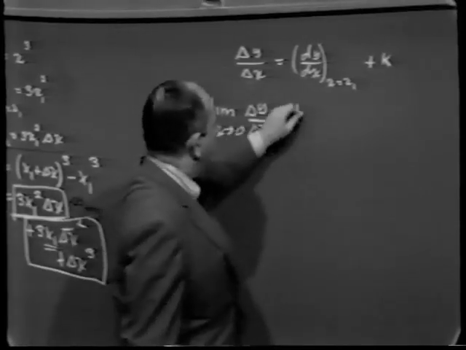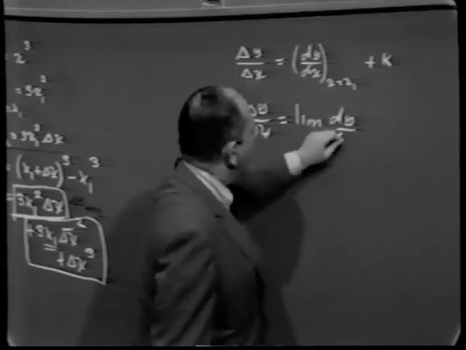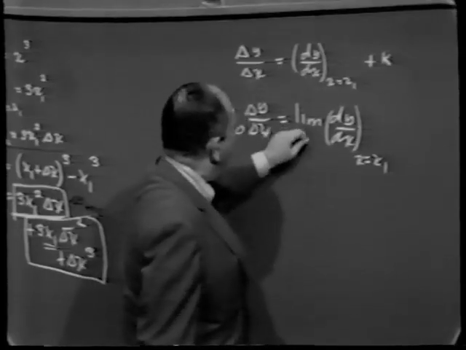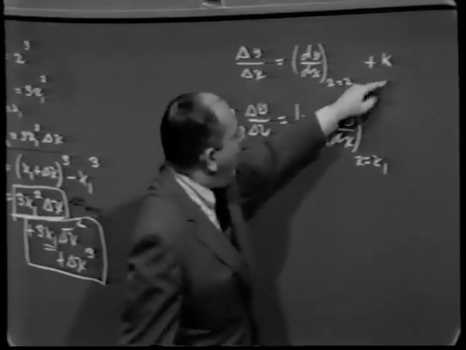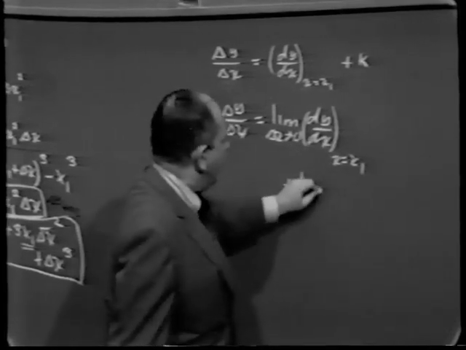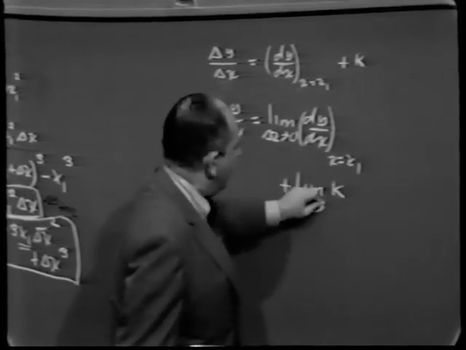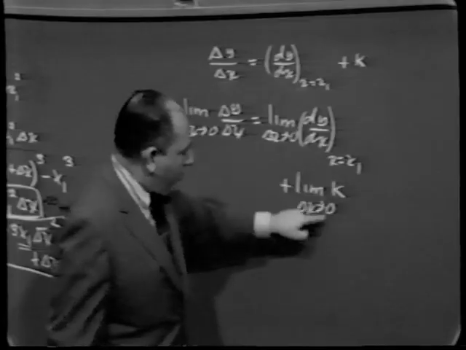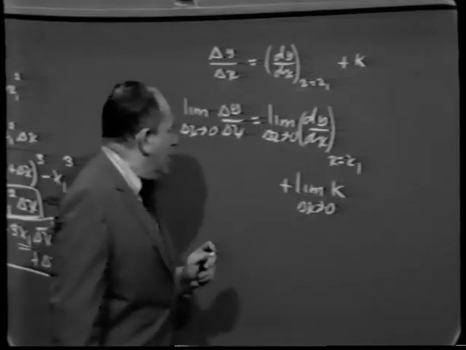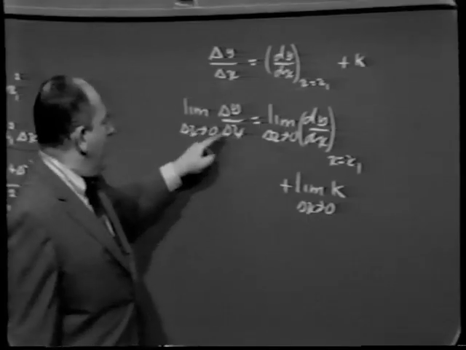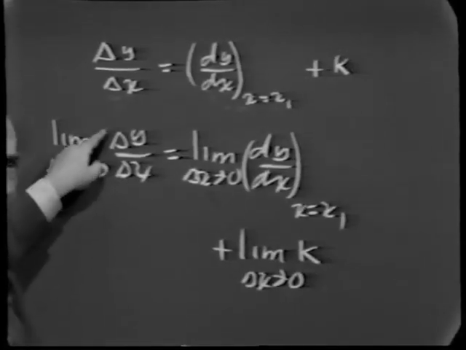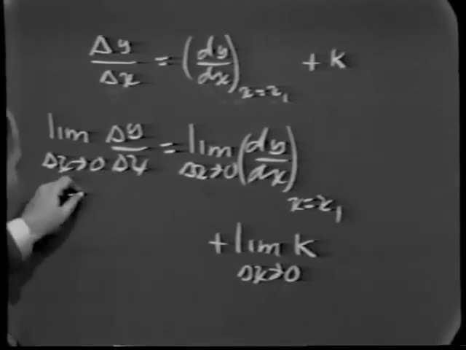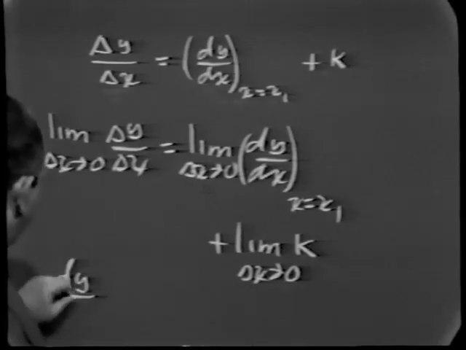What we do is we take the limit of both sides here as delta x approaches 0. The point being what? That the limit of a sum is the sum of the limits. So when I take the limit of this entire side, I can express that as the sum of the limits. It's the limit of this term as delta x approaches 0 plus the limit of this term as delta x approaches 0. Now, let's stop to think what these things mean. The limit as delta x approaches 0 of delta y divided by delta x is precisely the definition of derivative. In other words, this term here is just dy/dx.